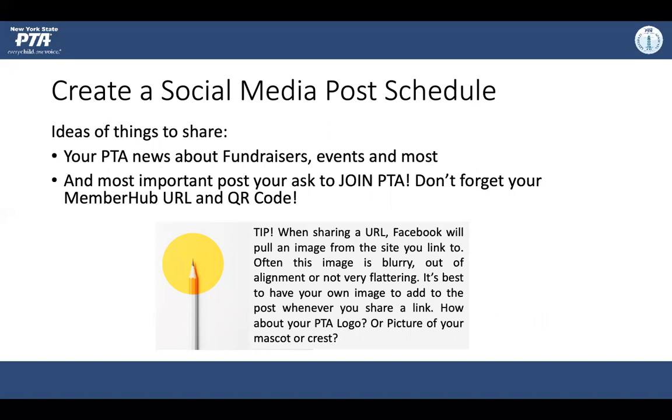When sharing a URL, Facebook will pull an image from the site you link to. Often this image is blurry or out of alignment or in some other way not very flattering. It's best to have your own image ready to add to the post whenever you share a link. How about your PTA logo or a picture of your mascot or school crest?